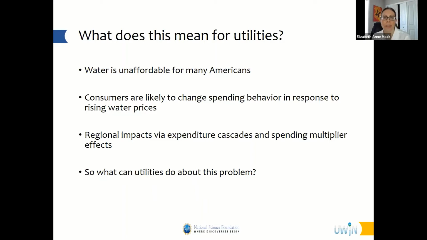So what does this mean for utilities? One of the things we're supposed to be talking about today is policy implications. This means that water is probably unaffordable for many Americans, and that consumers are likely to change spending behavior if we see water prices continue to increase. We know there are potential regional impacts associated with this. So what can utilities do about this problem? We published two more papers, and I'm going to talk about those. They cover consumer perceptions, but also some actual programs, highlighting Philadelphia's tiered assistance program.